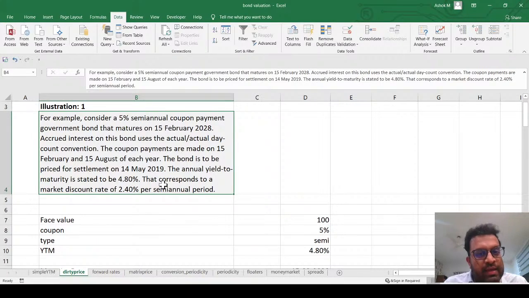Okay, so you don't have to calculate YTM, it's already given. That corresponds to a market discount rate of 2.4% semi-annual, that's obviously understood. Okay, so we have a bond maturing in 2028, and you're given 3 dates basically. Coupon payment, that is 15th February and 15th August, with a gap of 6 months. And there is a trade happening on 14th May.